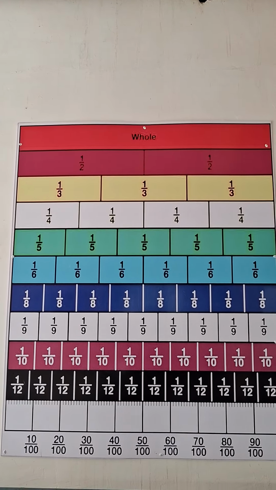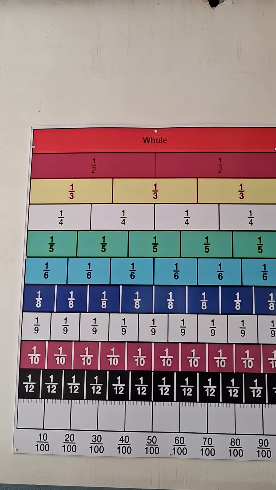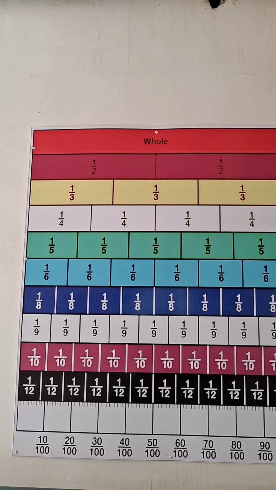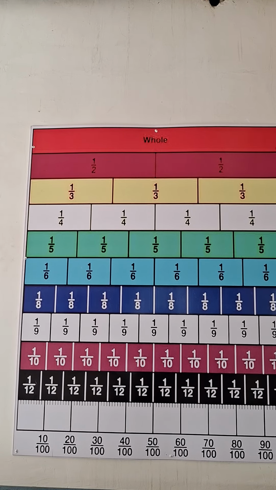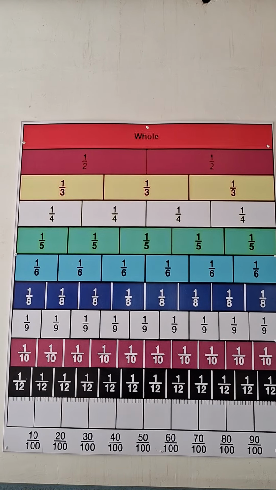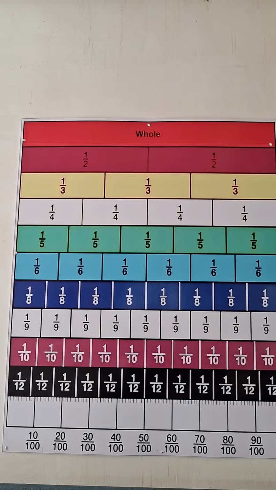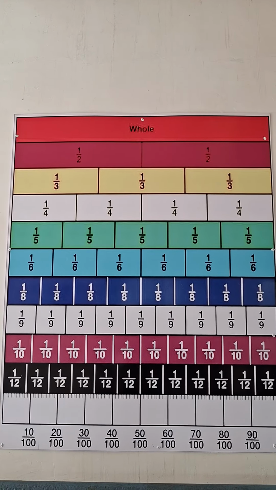So 1/5, 1/5, 1/5, 1/5, 1/5. So if we plus, then it will be 5/5. That is, if we cut numerator and denominator, then we will get 1. So in every case, you can see here, the concept of whole.